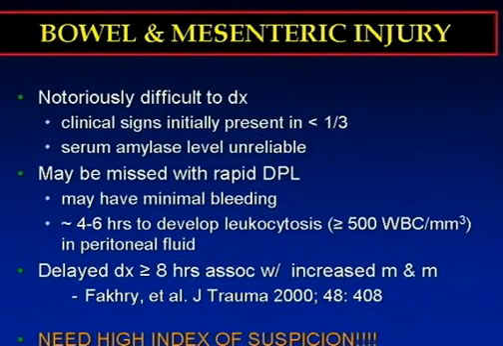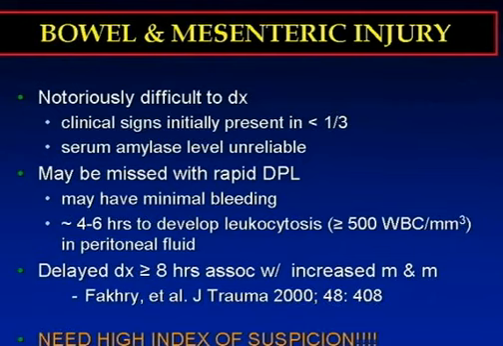Okay, and lastly, the topic I want to talk about is bowel and mesenteric injury. These injuries are notoriously difficult to diagnose. Clinically, it can be very difficult because signs are initially present in less than a third of patients, and serum amylase levels are also very unreliable. They can also be easily missed with rapid diagnostic peritoneal lavage because these patients can have minimal bleeding.